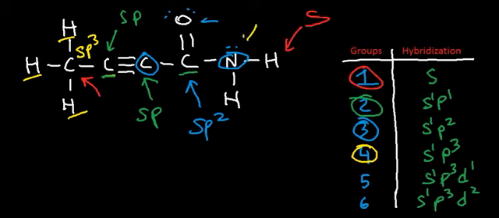And what about this nitrogen atom? It's attached to a hydrogen atom, another one, a carbon, and it has a lone pair. So it has 4 groups, 3 atoms and a lone pair. So we would say it's sp3 hybridized.